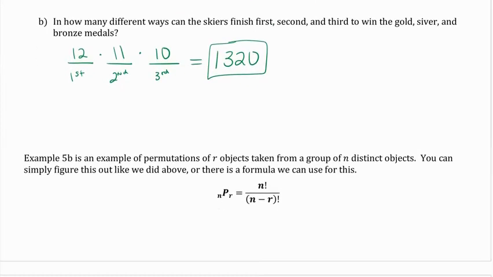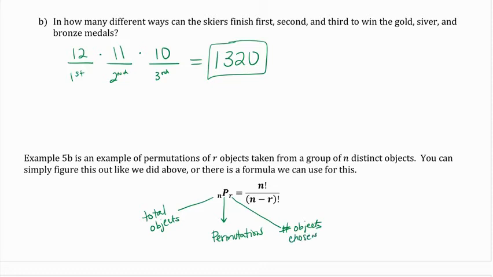All right, that second example, example 5B, is an example of where we're doing permutations of so many objects or so many things taken from a bigger group of things. So a lot of times you'll see this written in math language like this here. And what this means, the P here stands for permutation, right? That means our order matters. The N are your total objects or things or people or whatever they are. And then the R is the number of objects chosen, or how many you're picking from the total, okay?